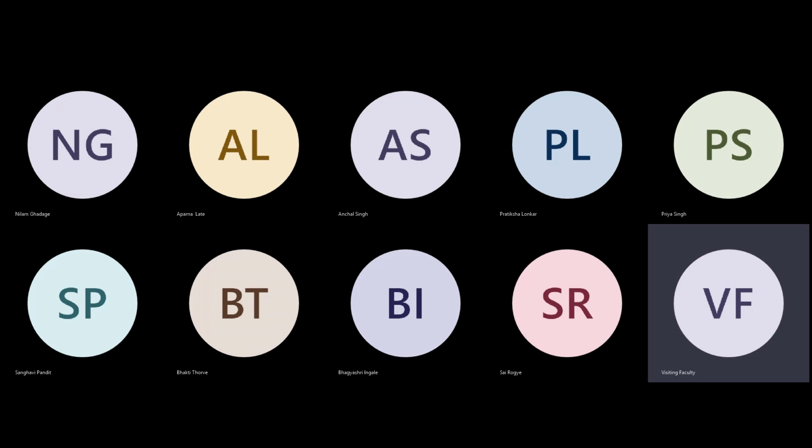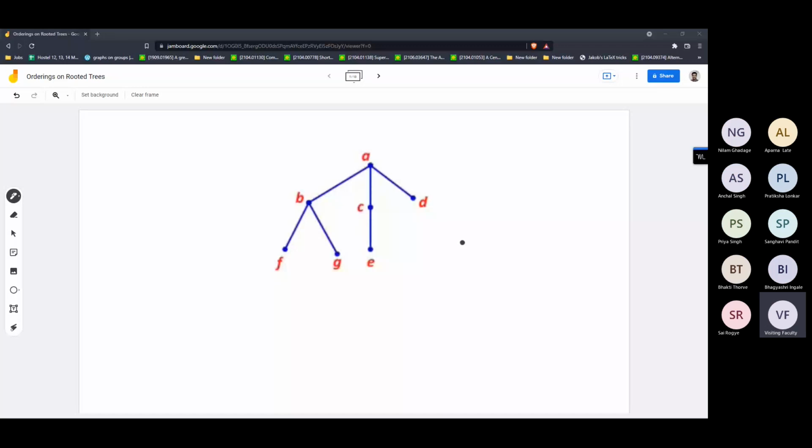Today I'll show a small topic. Small but important. Right? So it's called different kinds of ordering on rooted trees. Okay. So let me share the screen. Can you see the screen? Yes, sir.